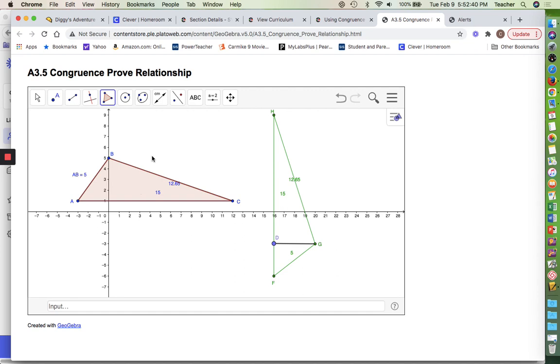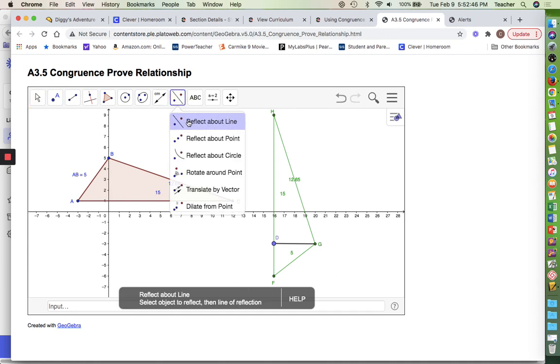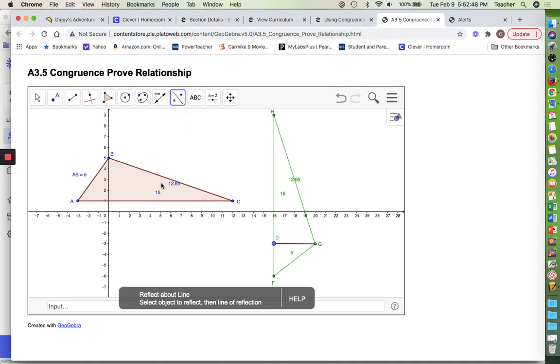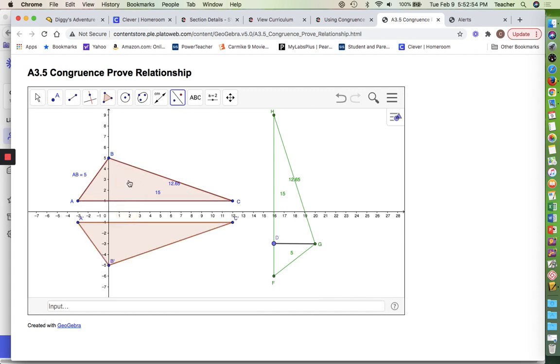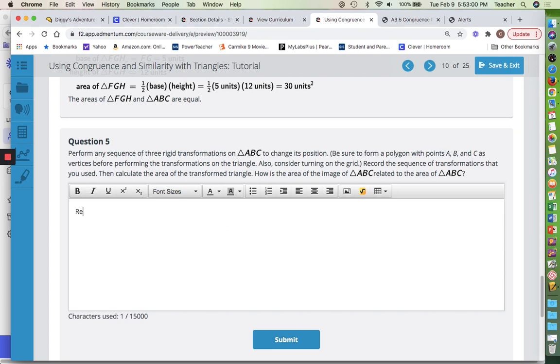Oh gosh, I love reflections. Reflections are easy. Let's do a reflection. All right, so I'm going to come over here and I'm going to reflect about a line. And I'm going to do the x-axis. I'm going to click on this figure, click on the x-axis, and bam, there it is. There's 1. So I have done a reflection of the x-axis.